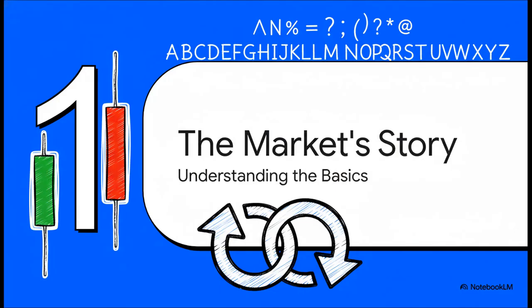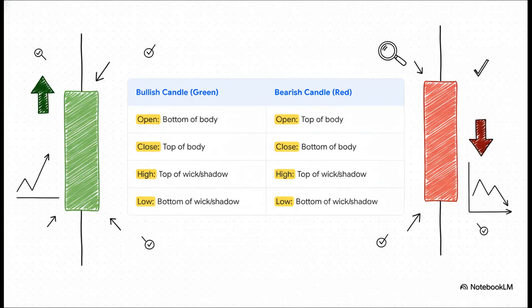All right, so before we can start reading whole sentences or paragraphs in the market story, we've got to learn the alphabet. We're going to start with the absolute fundamentals, the two basic letters that make up every single pattern we're going to talk about. And here they are, our two letters, the bullish green candle and the bearish red one.